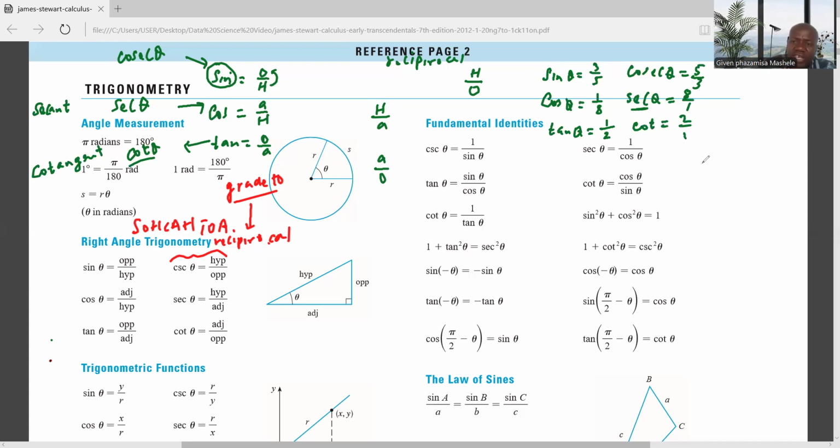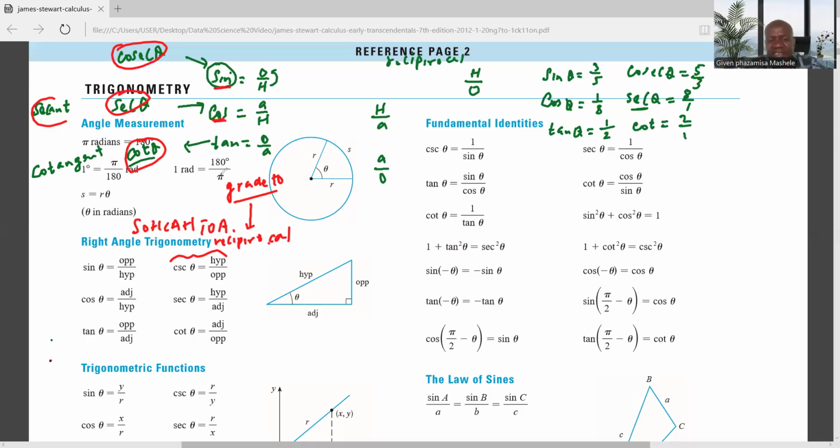Make sure that you familiarize yourself with this. I assure you, guys, you will be seeing these things, the cosec, the sec, and the cot, particularly under calculus. So you need to make sure that you remind yourself of these things.